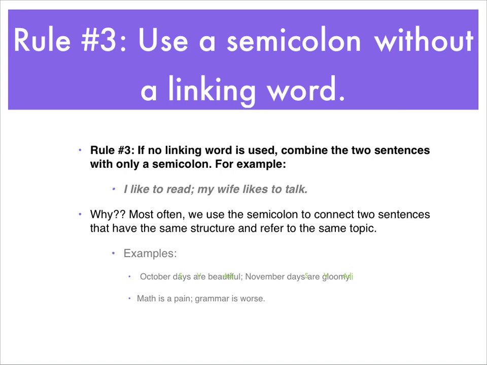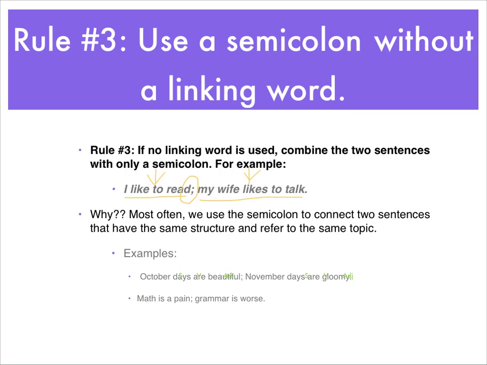Sometimes we want to use a semicolon by itself if we don't really need a transition word to lead us into that next sentence. So the example here is, I like to read, pause, my wife likes to talk. Here, there's really no need to include a transition word. We're just showing two opposites together in a sentence. Here's what the husband likes to do. Here's what the wife likes to do, and we're combining them all in one. So we can just pause with no transition word.